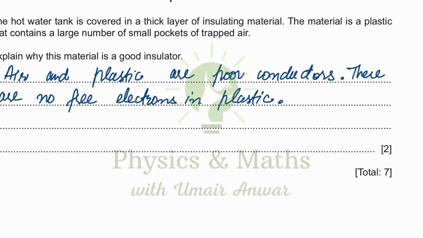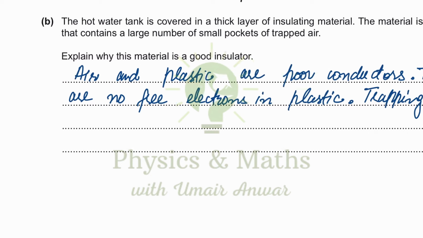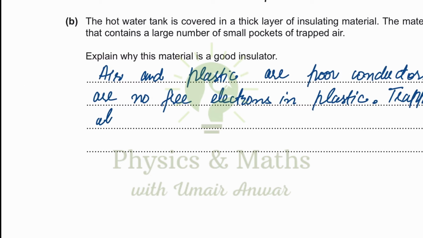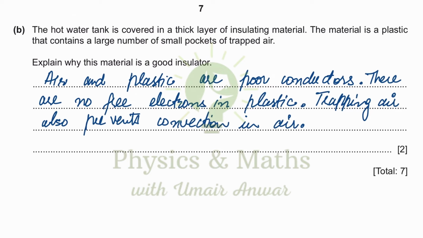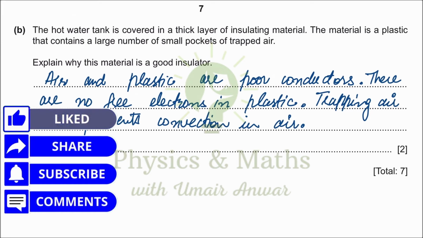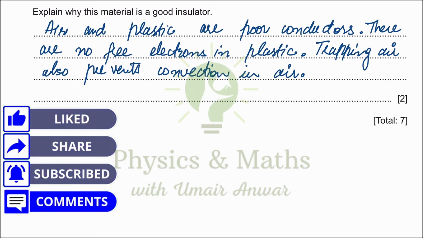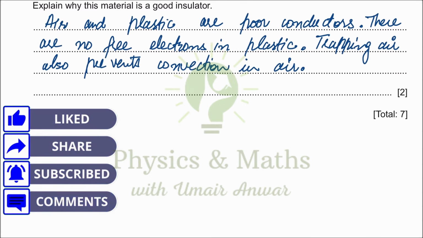And trapping air also prevents convection in air. Since the air is trapped and it cannot change its position, the heat energy to the external air could not be transferred easily. So these are the reasons why plastic combined with small pockets of trapped air makes a very good insulator for this type of application.